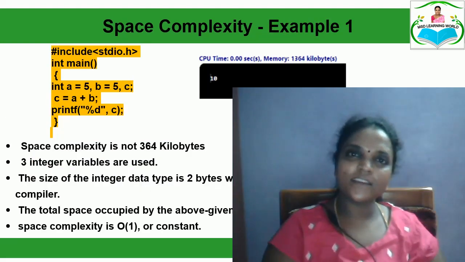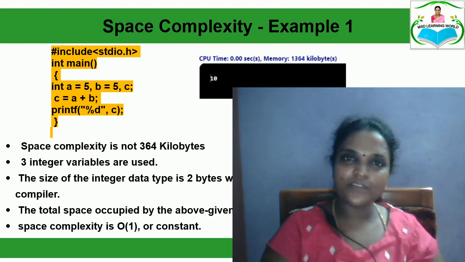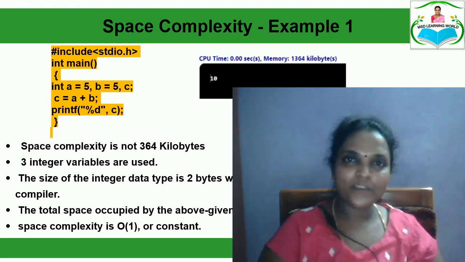Now let us see an example to calculate the space complexity of a program. In this code snippet, you have 3 integer variables, int a, b and c. You have used 3 variables to give the output of the program. As you know, an integer occupies 2 bytes. So you have 3 variables, 2 into 3, totally 6 bytes. So the total amount of space used by this program is a constant value of 6. So the space complexity of this program is order of 1.